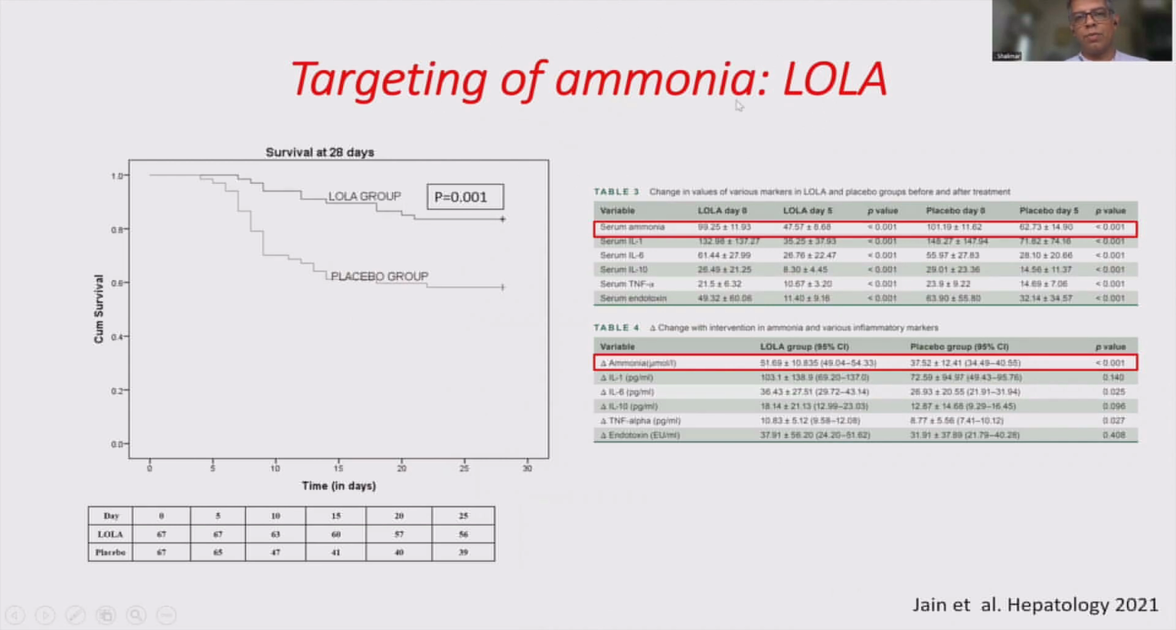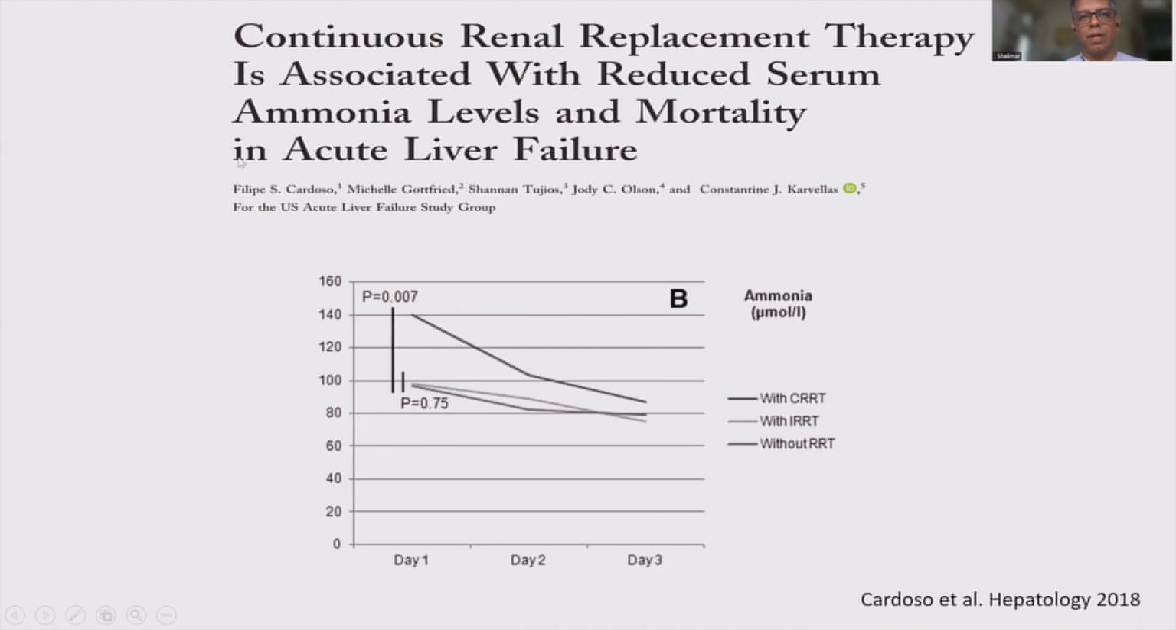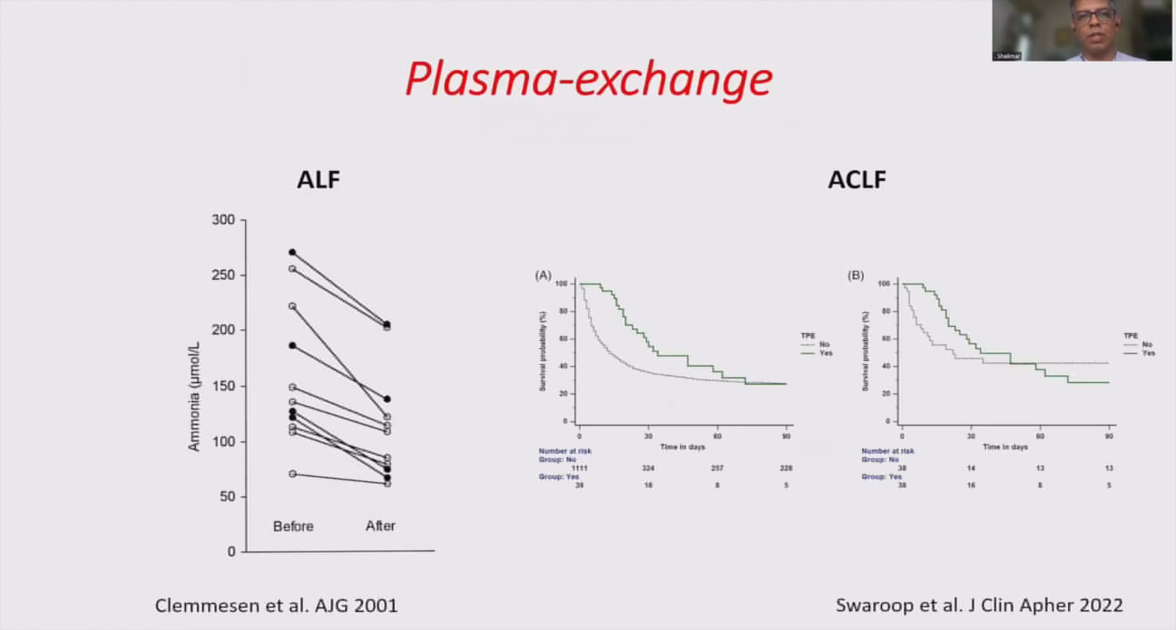This study showed that use of L-ornithine L-aspartate in patients with cirrhosis is associated with a significant reduction in ammonia levels. CRRT has been shown to reduce ammonia levels, and there is data in patients with acute and chronic liver failure, but we still need more data. Plasma exchange has some role in the management of patients with acute and chronic liver failure, and upcoming data would clarify its role. And FLEX has been shown to reduce ammonia levels in this elegant study by Clemmesen published in 2001.